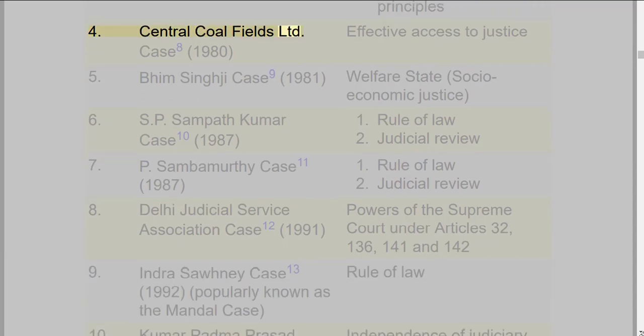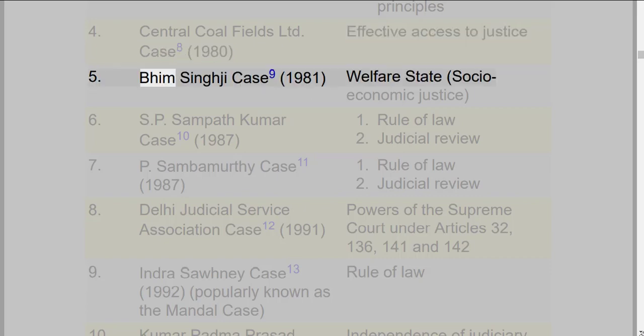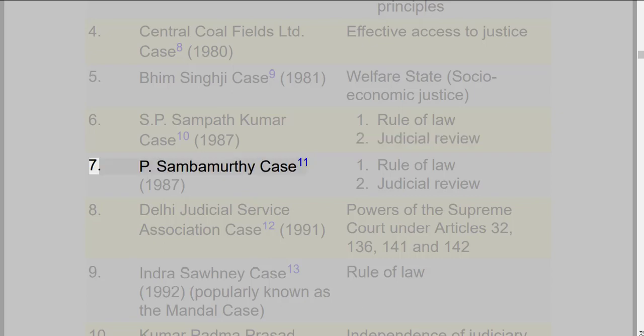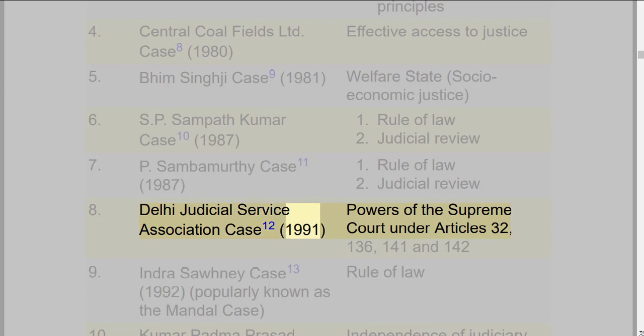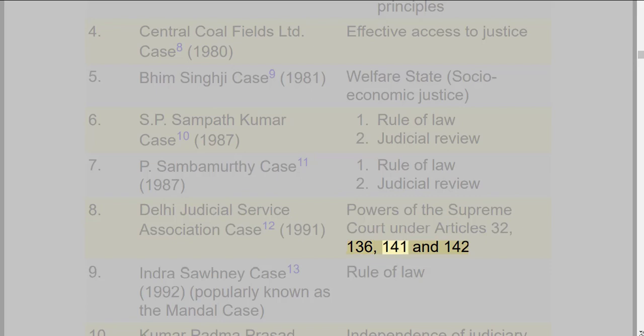4. Central Coal Fields Ltd. Case, 1980, effective access to justice. 5. Bhim Singh Ji Case, 1981, welfare state, socio-economic justice. 6. S.P. Sampath Kumar Case, 1987: 1. Rule of law. 2. Judicial review. 7. P. Sambamurthy Case, 1987: 1. Rule of law. 2. Judicial review. 8. Delhi Judicial Service Association Case, 1991, powers of the Supreme Court under Articles 32, 136, 141 and 142.